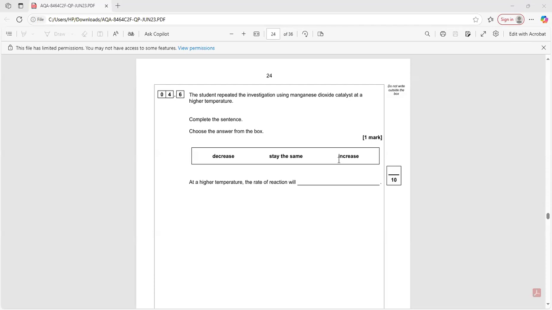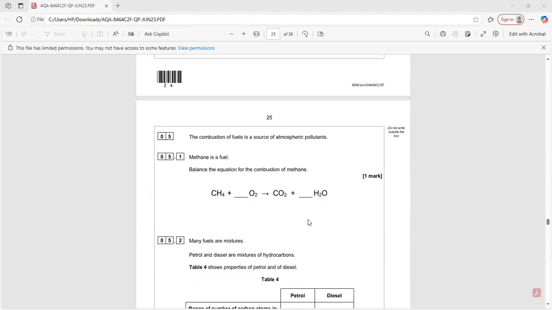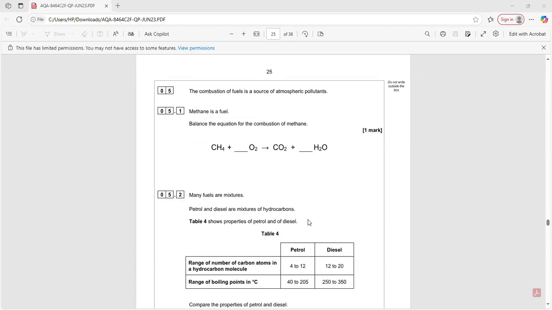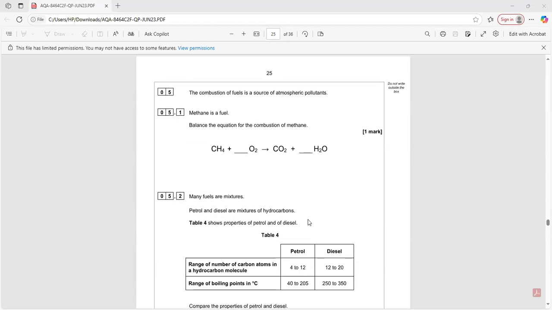Okay, so I'll move on. All right. So it's increased, that is the answer. So this is the next question. Let me just be sure. Okay. The next question says, the combustion of fuels is a source of atmospheric pollutants, true? Because definitely those fuels will yield carbon dioxide or carbon dioxide and water. It now says methane is a fuel.